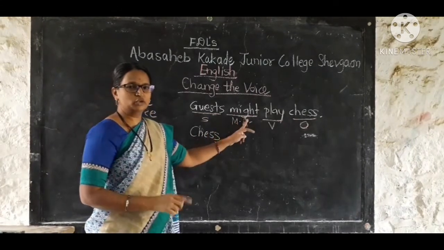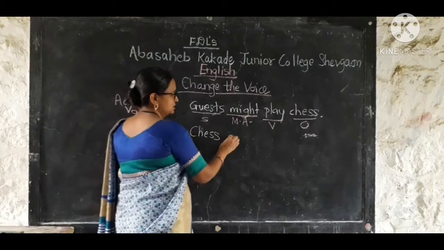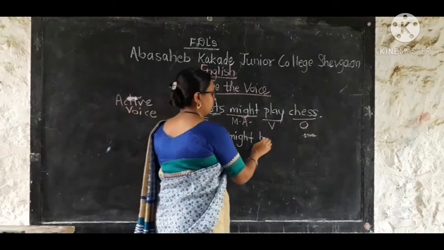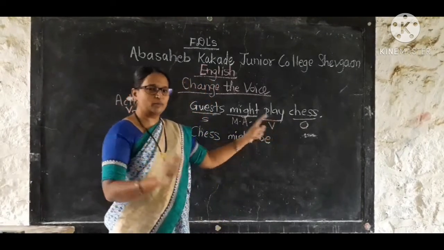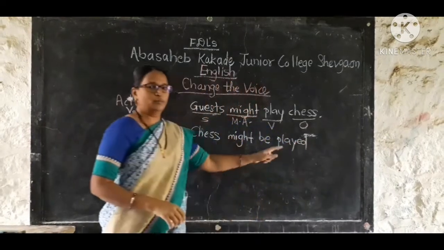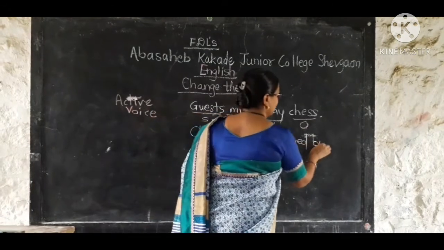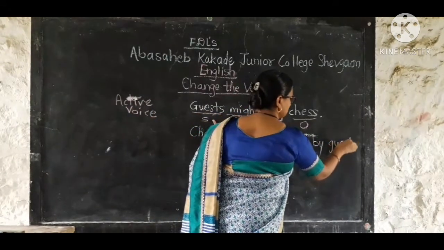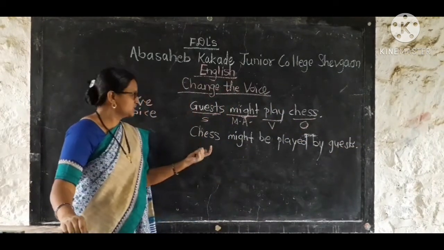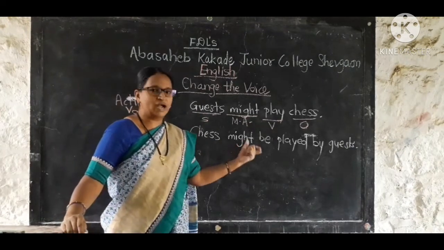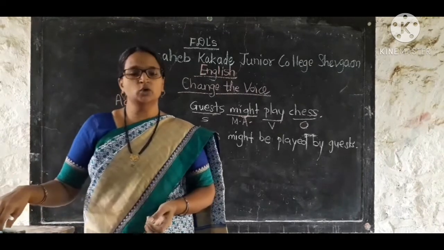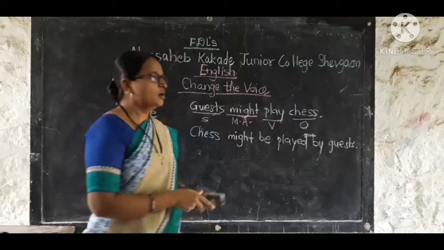Then we have to use modal auxiliary used in the sentence, might. Then we have to use be. Then we have to use third form of the verb, that is play, then by, and at the end we have to use subject. So our sentence is like this: chess might be played by guests. So this is how we have to change active into passive of the sentences having modal auxiliary.